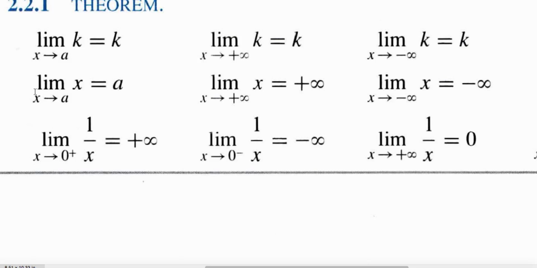The limit as x goes to a point of x will be that point. So think of this right here as y equals x. If you go to positive infinity, then the limit of x will go to positive infinity. And if you go to negative infinity, then the limit of x goes to negative infinity.